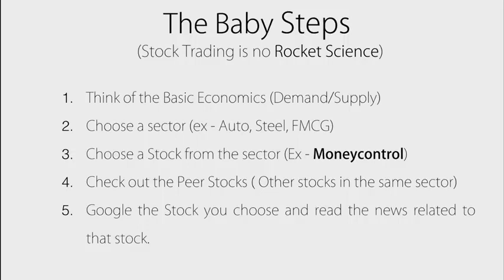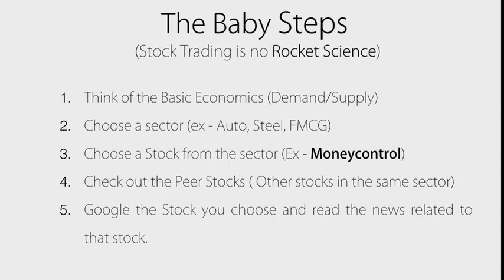So, keeping that in mind, or maybe some conclusion which you derive from the basic economics, I will suggest you choose a sector which you can comprehend, something which you like. For example, an auto sector, or the steel sector, or the FMCG sector, and so on and so forth. Now, once you do that, you can pick a stock from the sector. Let me show you how it's done.